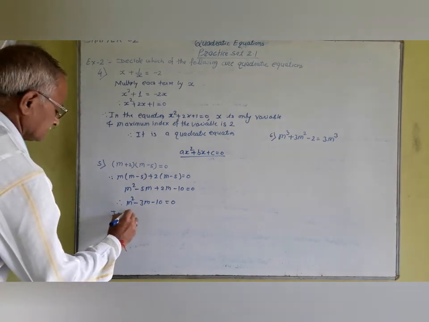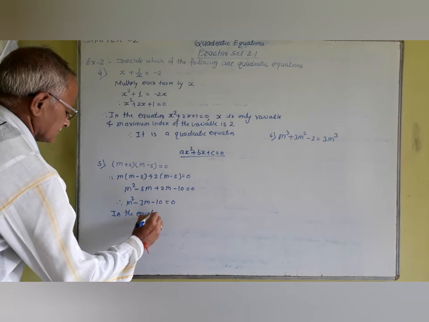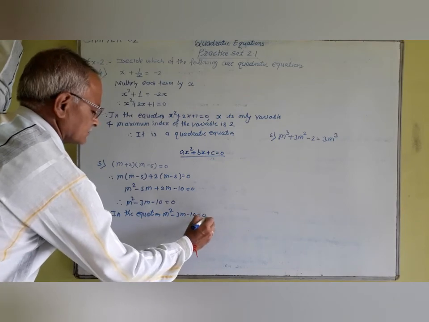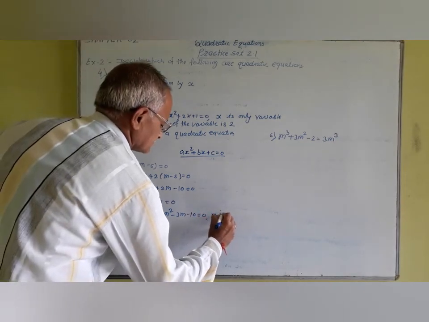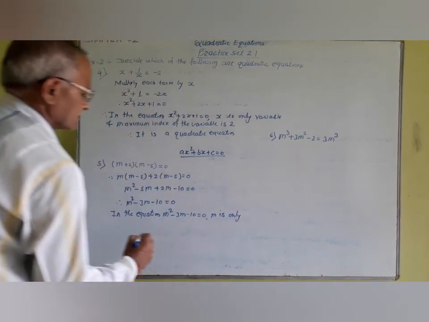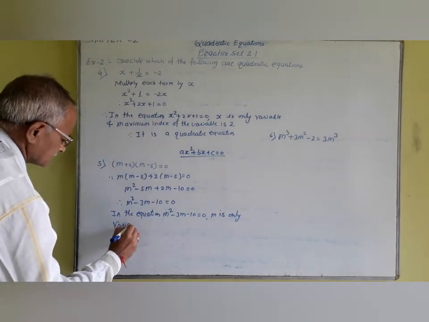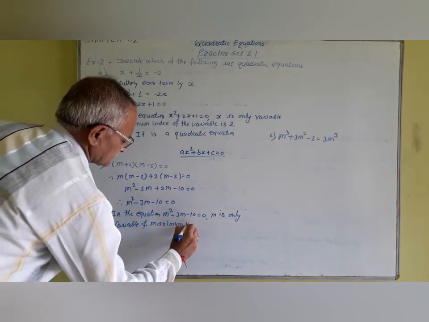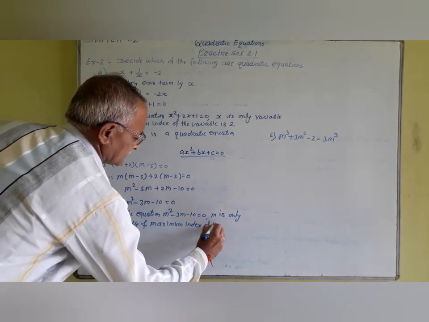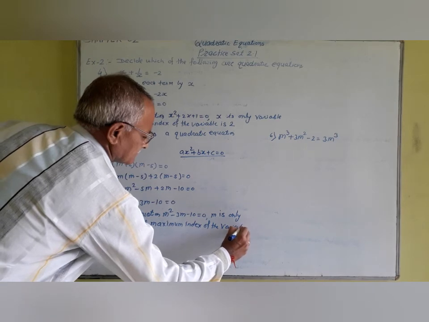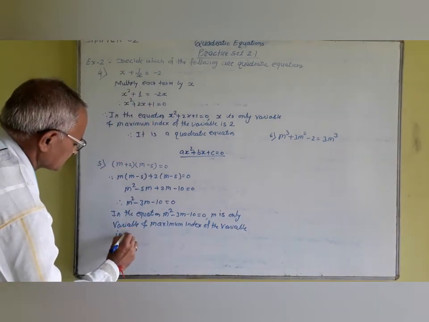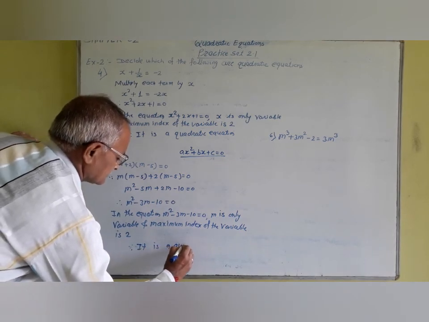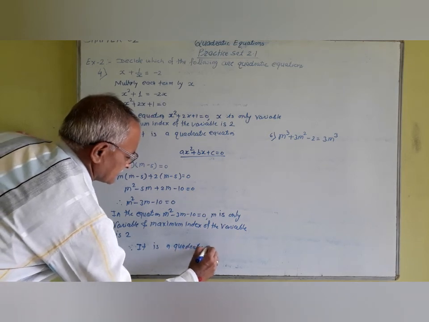Now in the equation m square minus 3m minus 10 is equal to 0, m is the only variable and the maximum index of the variable is 2, and therefore it is a quadratic equation.